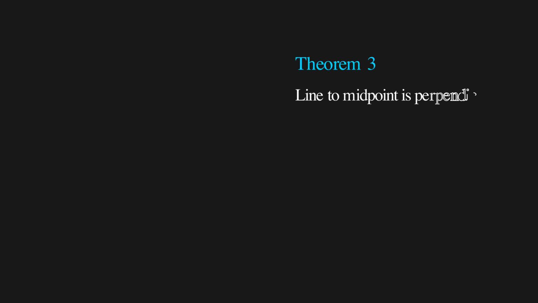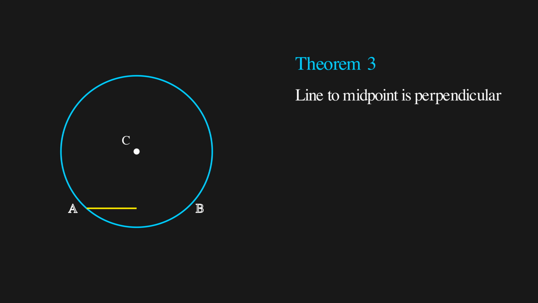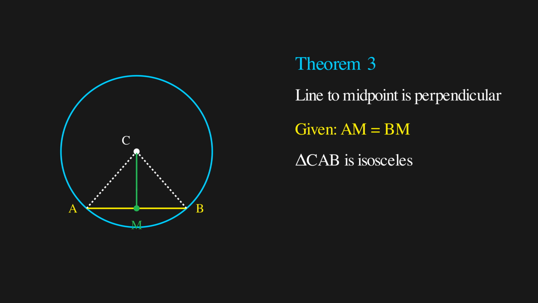Theorem 3 is the converse. The line joining the center of a circle to the midpoint of a chord is perpendicular to the chord. Let's prove this. We are given a chord AB, and its midpoint M, meaning AM equals BM. We draw radii CA and CB to form 2 triangles. Since they are both radii, triangle CAB is an isosceles triangle, meaning angle A equals angle B.